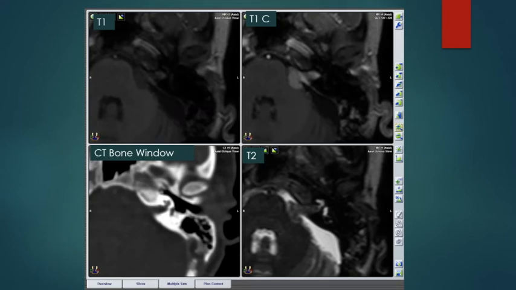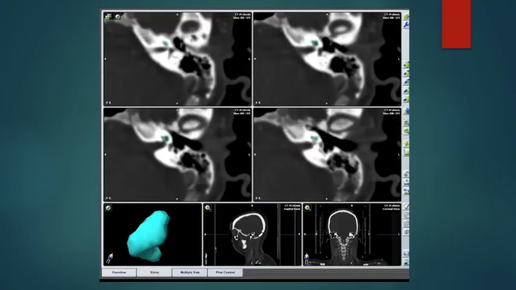This is a typical working picture for you. This is what you will see, and this software is the iPlan, which is a commonly used software. You can see this is the T1, this is the T1 contrast, this is the bone window of the CT scan, and here is the T2. For the cochlea, these are the two most important, because you can see the cochlear location in the CT bone window very clearly, and you can see a hyperintense area in the T2. So this is where you draw.